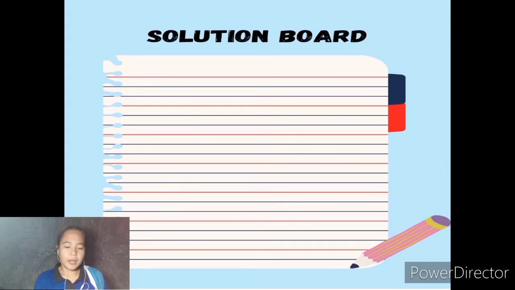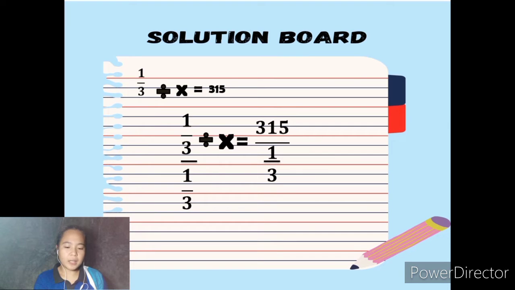1/3 divide x is equal to 315. Ang kailangan lang matira dito is yung x is equal to 315. So, ang gagawin natin, i-divide natin yung both left and right side sa 1/3. So, 1/3 divided by 1/3 and 315 divided by 1/3. So, kailangan i-cross out natin yung nasa left side. So, ang matitira na lang is yung x is equal to 315 divided by 1/3.